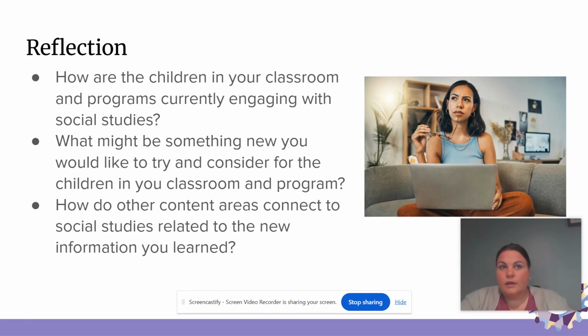Now that you have had some time to read through the three different articles and get a deeper understanding of how young children engage and build curiosity of their environment, community, and family, let's reflect on where you currently are with integrating social studies into your classroom or program. These three questions are ways that you can support that reflection. How are the children in your classroom and programs currently engaging with social studies? What might be something new you would like to try and consider for the children in your classroom or program? And how do other content areas connect to social studies related to the new information that you have learned? You may also pause and jot down some ideas at this point or turn and discuss with a colleague.